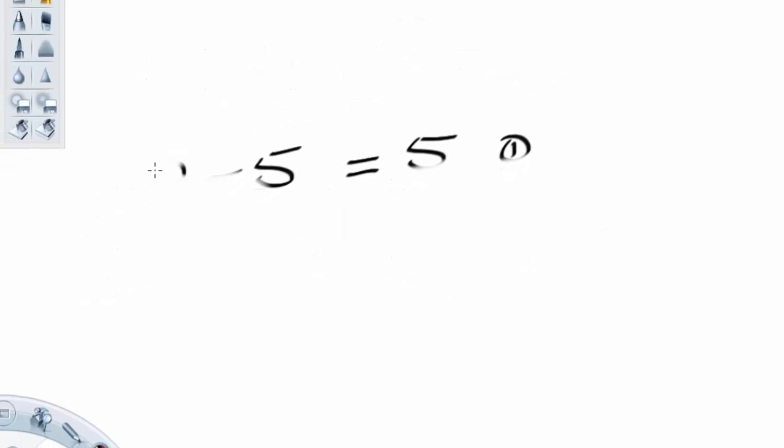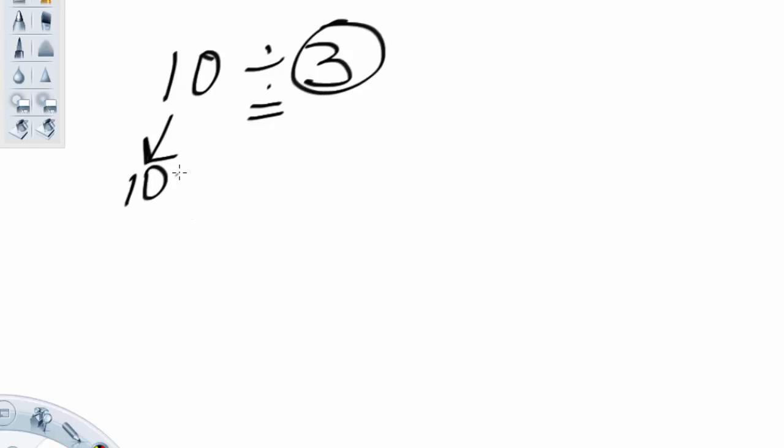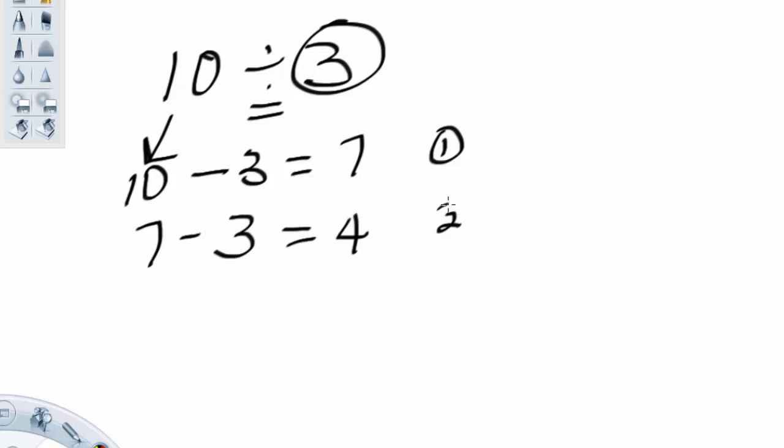Let's look at another example. 10 divided by 3. Let's see what the answer to this one is. We'll take the number 10 and repeatedly subtract 3 from it until we reach 0, without going into the negative numbers. So 10 minus 3 is 7, that's one subtraction. 7 minus 3 is 4, that makes 2 subtractions. 4 minus 3 is 1, that makes 3 subtractions.